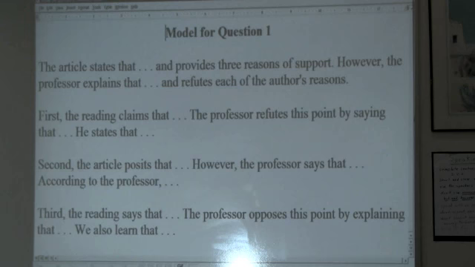Now, there's no conclusion here because you don't need one. If you want to write one, go ahead, but it does not impact your score.